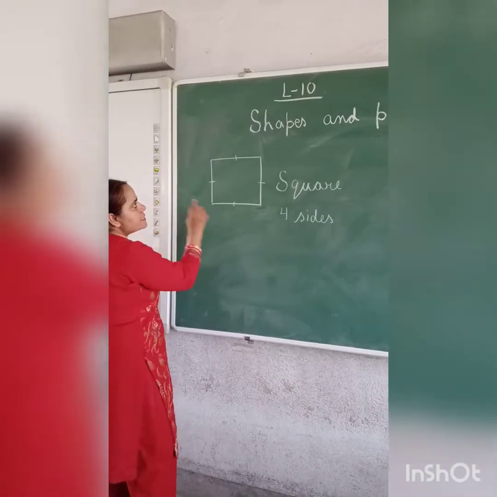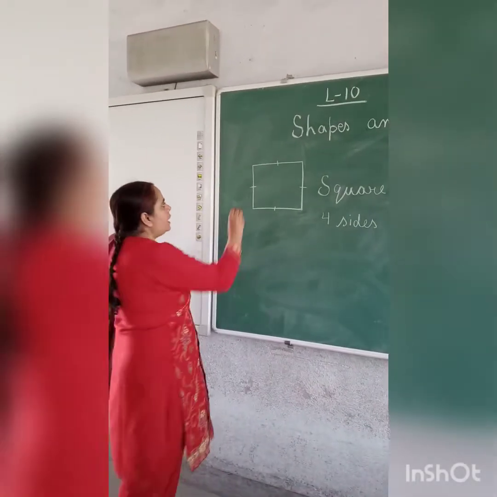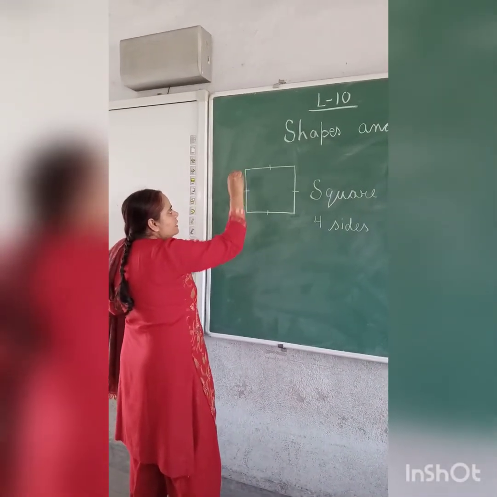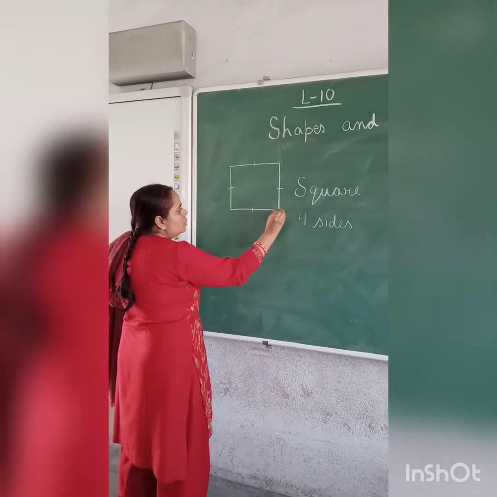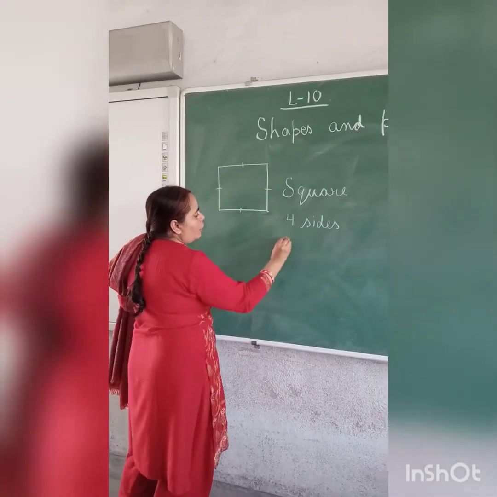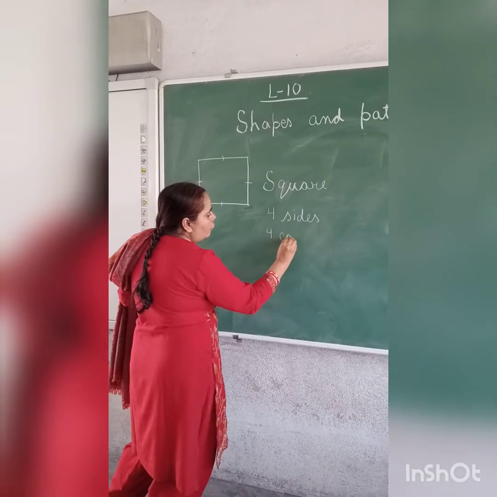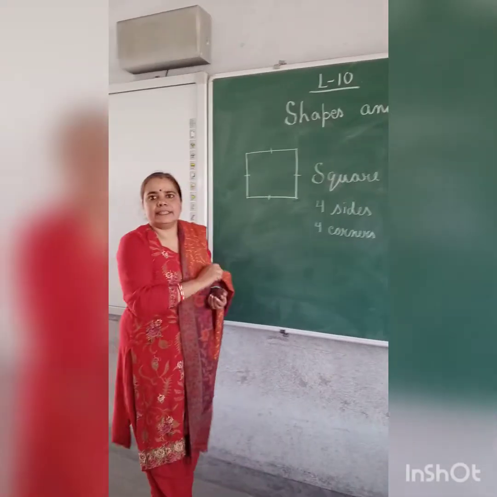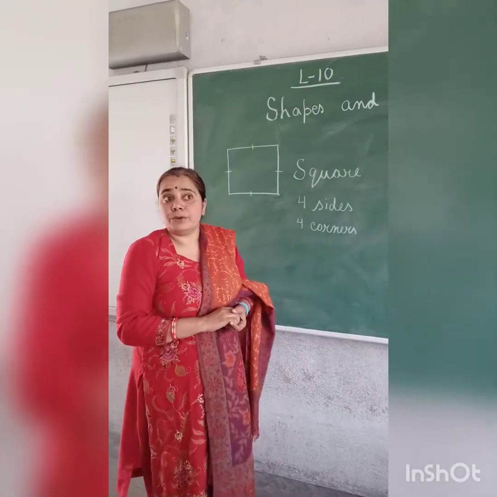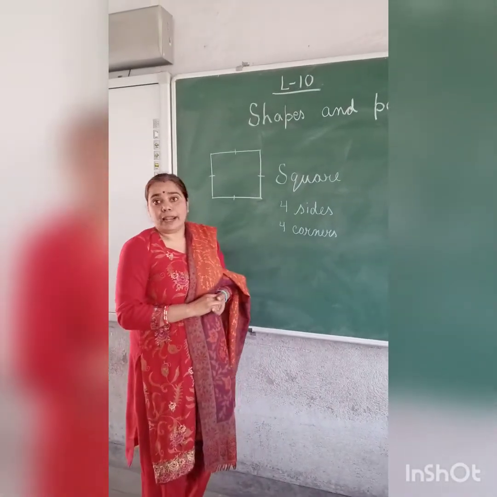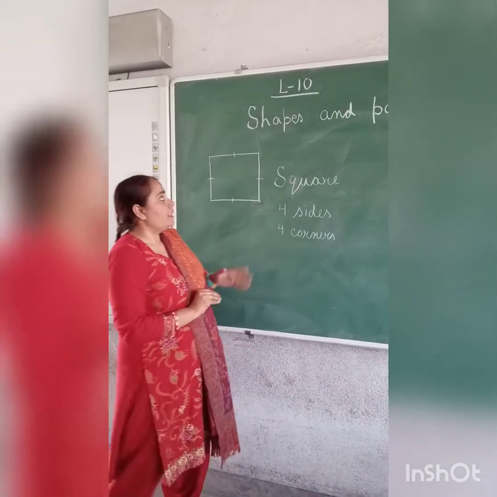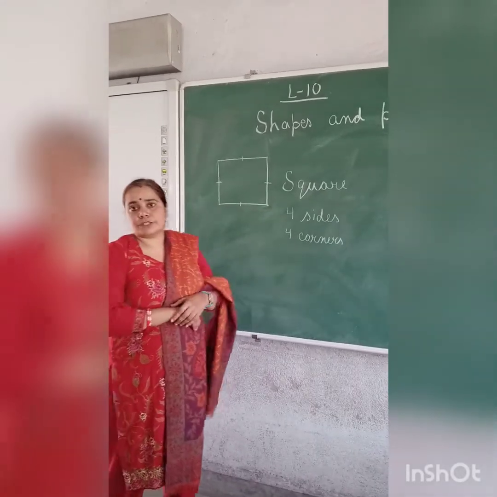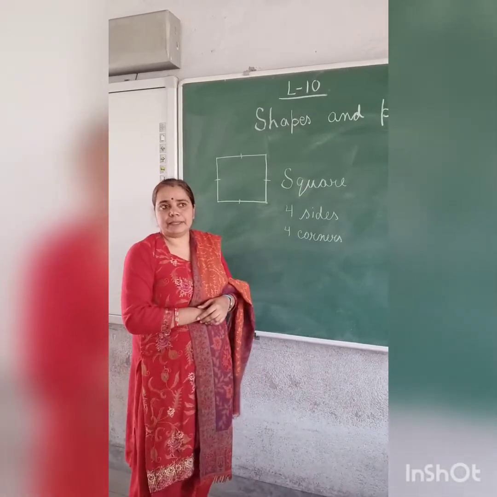What is the name of this shape? Square. And how many corners are there? 1, 2, 3, and 4. How many corners are there? 4 corners. And children, this time you all have to tell me some examples of square shape. Can you tell me?